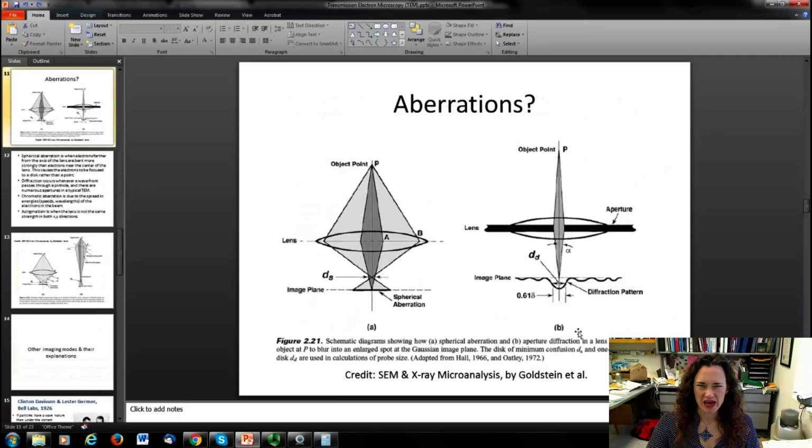So you might be going, aberrations, what kind of aberrations? Well, there's a bunch, all right? There are 4 main ones. The 2 pictured on this slide are spherical aberration and then aperture diffraction.